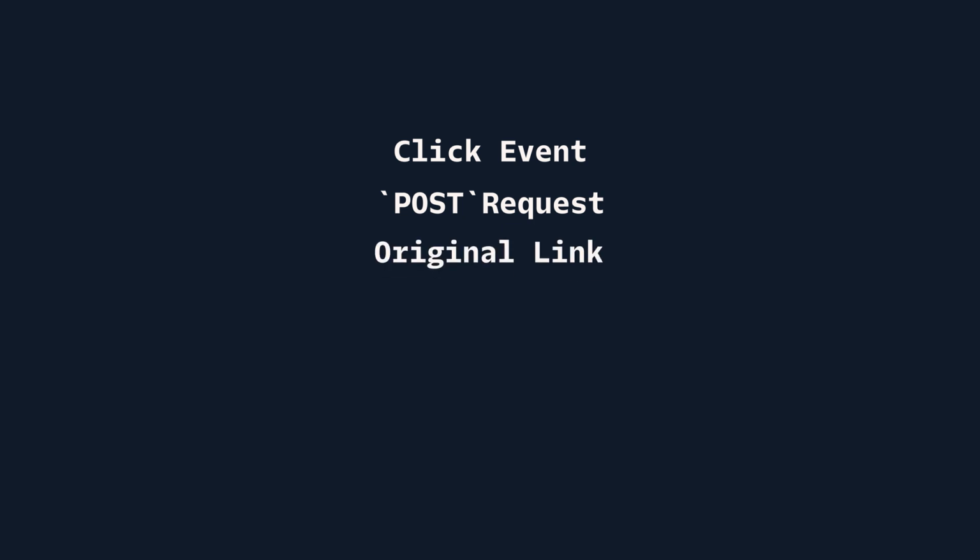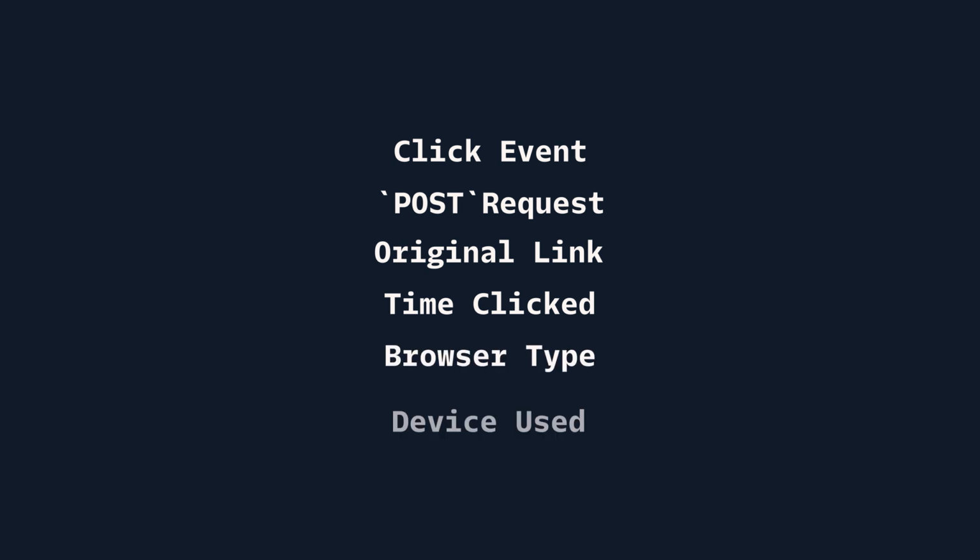Every time a customer clicks on our shortened link, Twilio logs a click event. For each click event, Twilio sends a post request to your provided endpoint with details like the number or WhatsApp address the message was addressed to, the original link provided to be shortened, the time that the recipient clicked on the link, and even the browser type and the device the customer used to access the link.